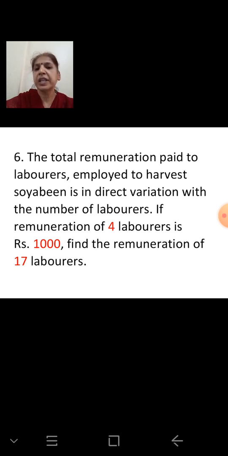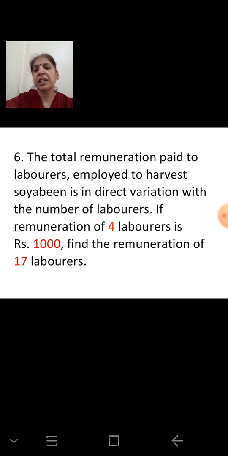Now what is remuneration? Remuneration is the wages or the salaries which we get when we do the service. When we provide service to anybody, we get the amount of money in return. That money we call salary, and for laborers we call wages. So in general we call it remuneration. So this remuneration paid to laborers is in direct variation.